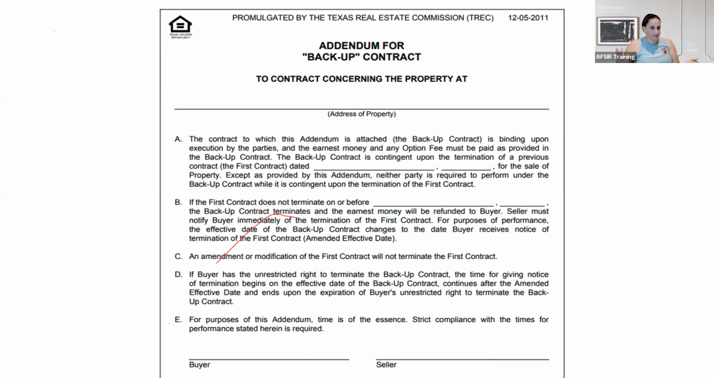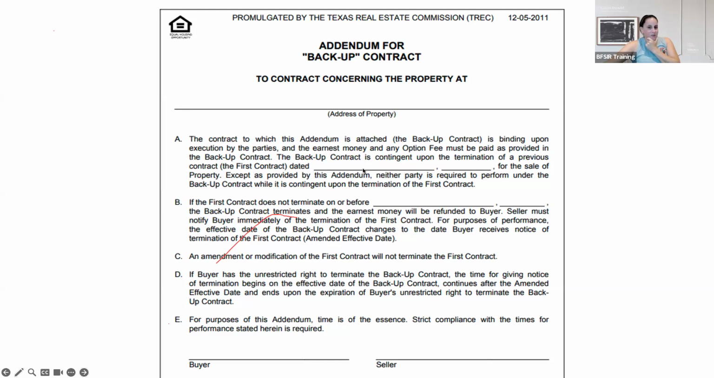So if you execute a backup contract, you're basically sitting there kind of in your option the whole time, because you can terminate at any time, keep looking for houses, whatever. And then when you get notified that the first contract terminated, then your dates start ticking and you still have the actual option period and all of your other dates tick. So, questions?